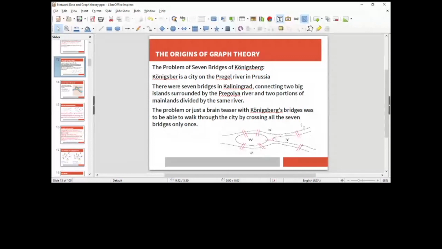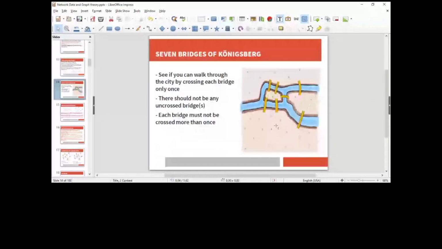That's what the graph theory did. So you can see the map better illustrated. See if you can walk through the city by crossing each bridge only once. Each bridge must not be crossed more than once. That's the rule. This is a network data analysis problem, okay? And this is where everything started.